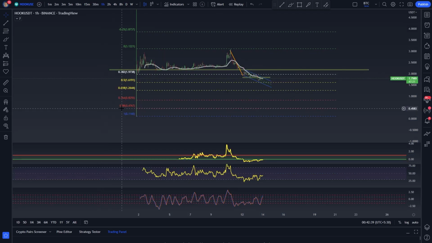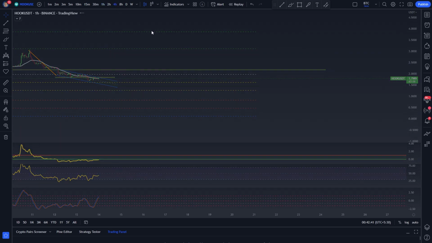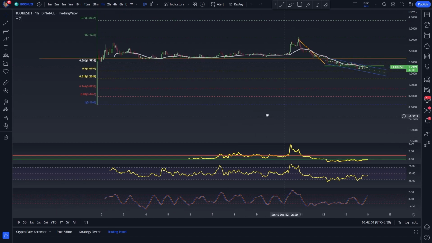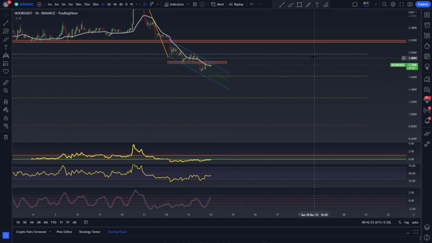So let's quickly look through our indicators right now. On the 4 hours, you do see an oversold situation on the RSI and an oversold situation on the Fisher. Let's go into the 1 hour. We're just bouncing back and forth.